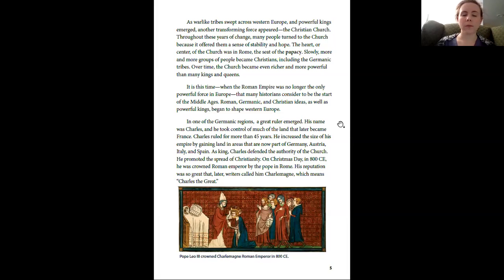In one of their Germanic regions, a great ruler emerged. His name was Charles, and he took control of much of the land that later became France. Charles ruled for more than 45 years. He increased the size of his empire by gaining land in areas that are now part of Germany, Austria, Italy, and Spain. As king, Charles defended the authority of the church. He promoted the spread of Christianity.